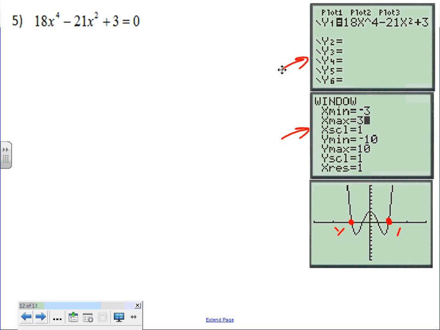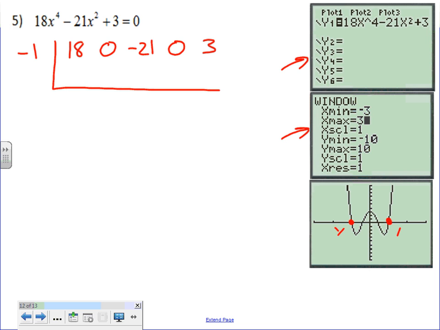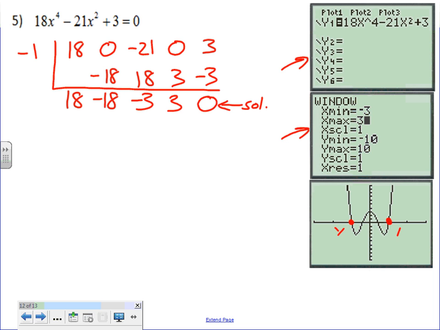Again, I'm going to set it up. 18 is my x to the 4th, 0x cubed, negative 21x squared, 0 x's, and 3 for my constant. I'm going to go ahead and test negative 1. The order you test them doesn't matter. I could easily start with positive 1. Okay, bring down 18, add them together. And notice we have a solution because we have a remainder of 0.